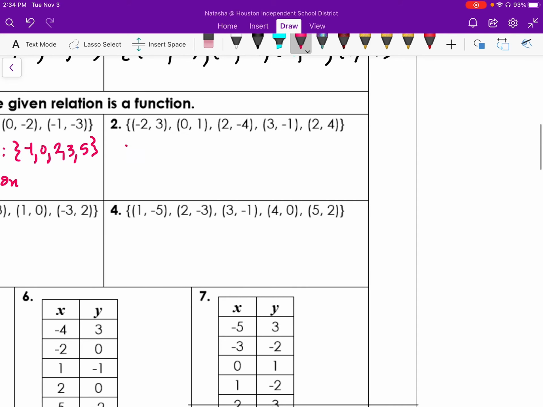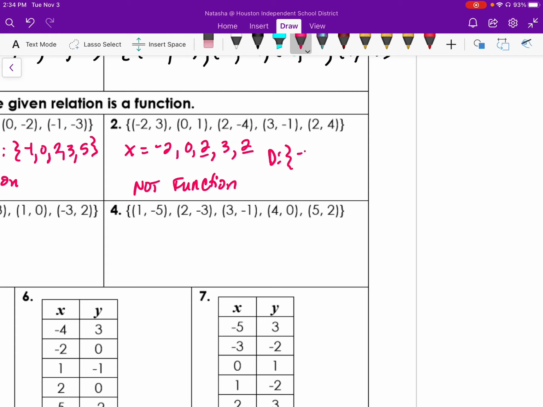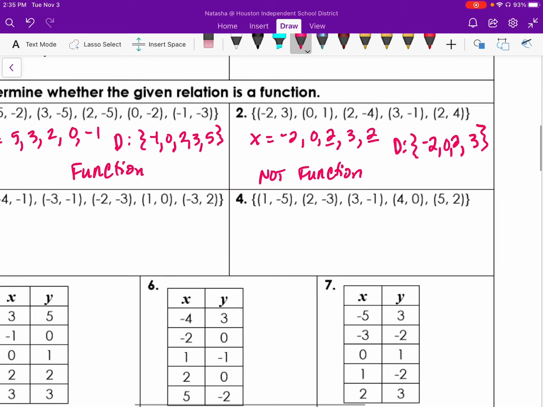For number 2, again, I'm going to list out my x values. We've got -2, 0, 2, 3, and 2. Here the 2 repeats, so that makes it not a function. Remember, when I'm listing out my domain values, I list them from lowest to highest: -2, 0, 2, and 3. Now, 2 is listed twice, but I'm only going to list it that one time. Okay?